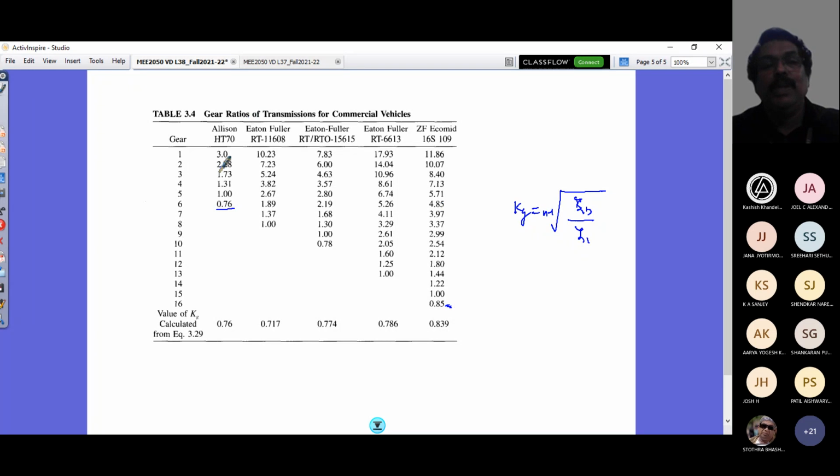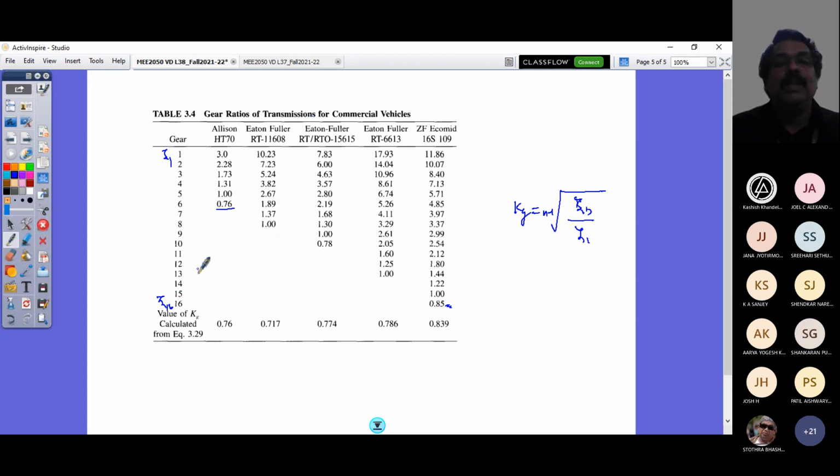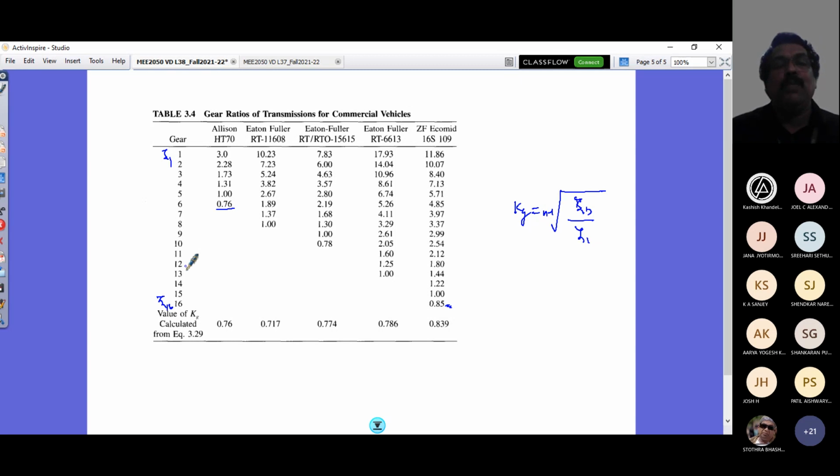So here these are the gear ratios, corresponding to zeta 1 to zeta 16 of this vehicle. And here you can see this is exactly following a geometric progression. What I mean by that: if I take this ratio, zeta 6, first case, the Eicher HT70 vehicle gearbox. So these are the brand gearboxes in a commercial vehicle. And if I take zeta 6 by zeta 5, what is that ratio?